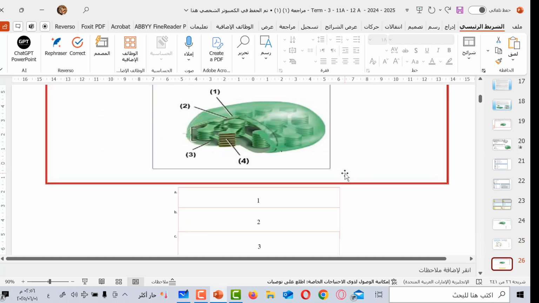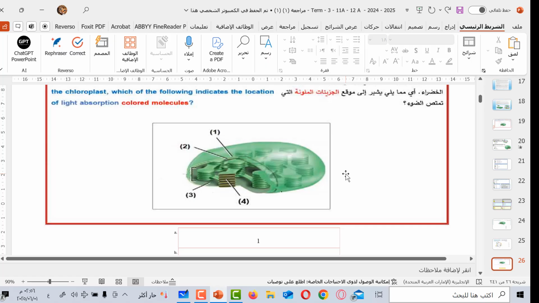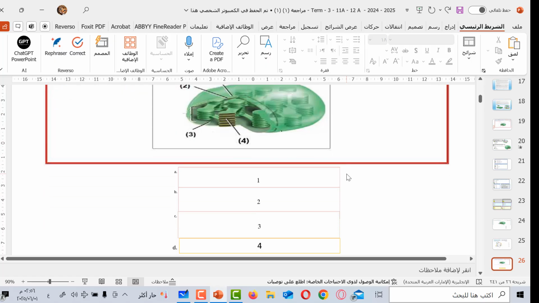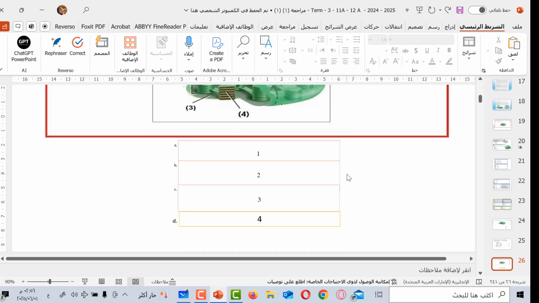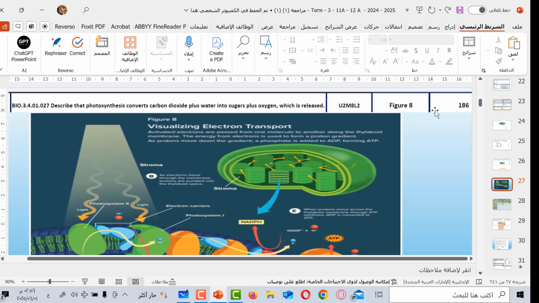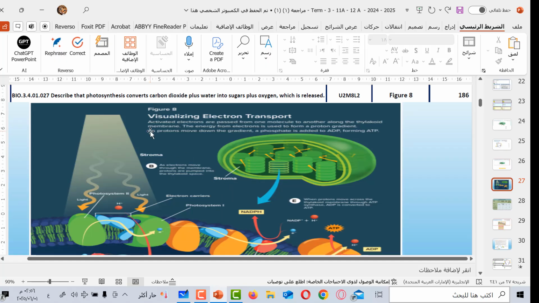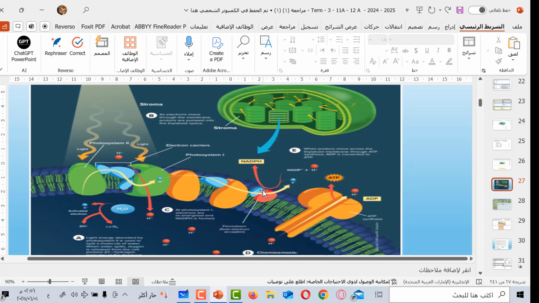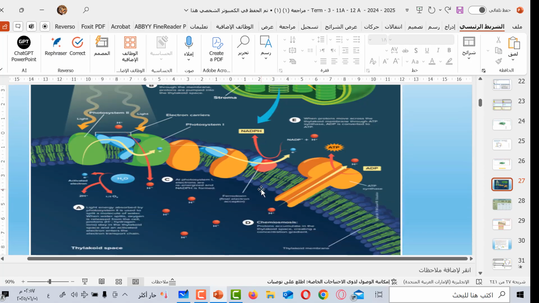Going to another question again. He asked about the colored molecules. We solved this question before, yes, for figure 8 and 186. 186 is about the electron transport chain.